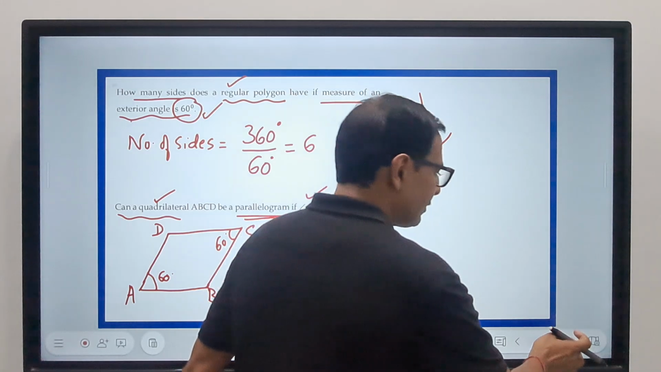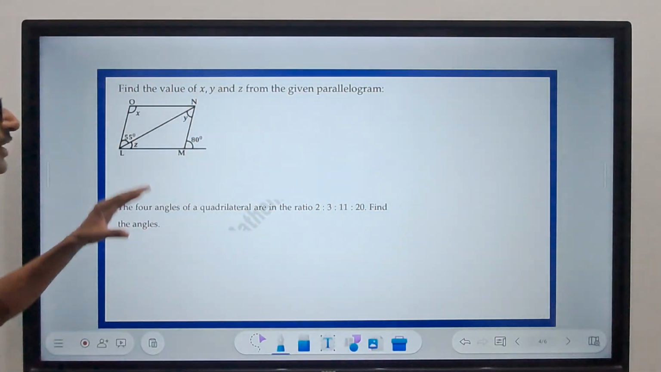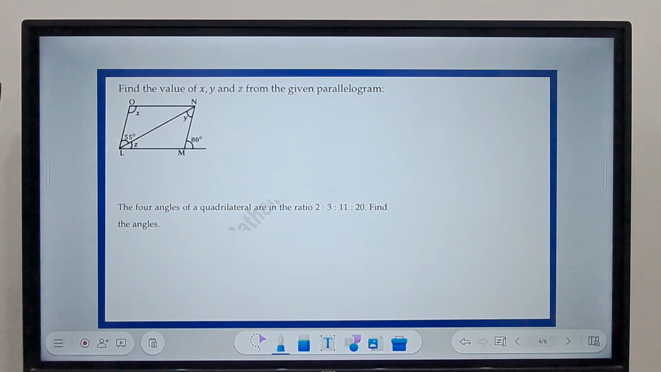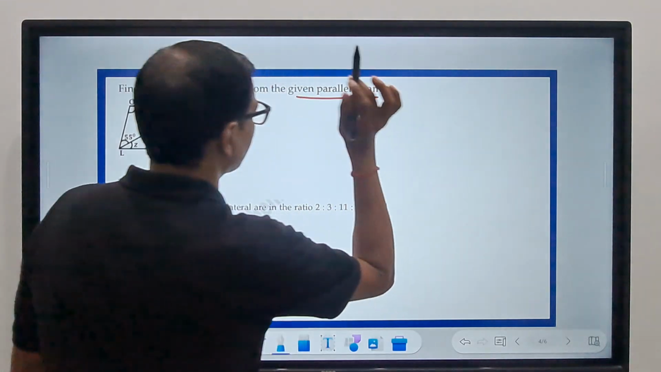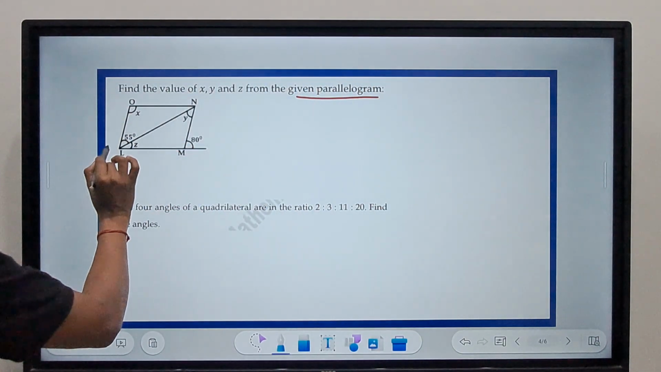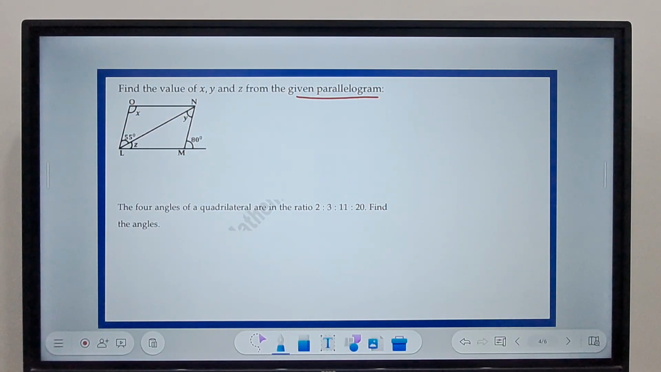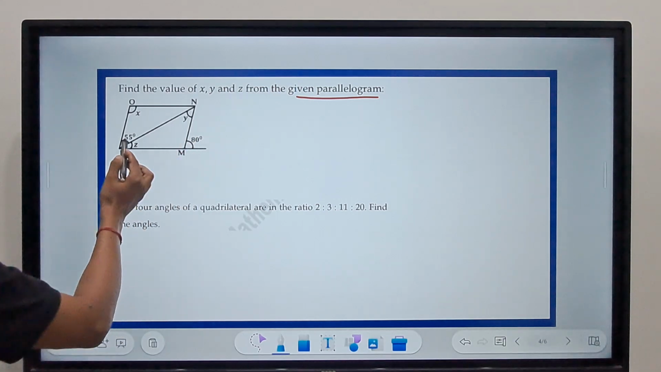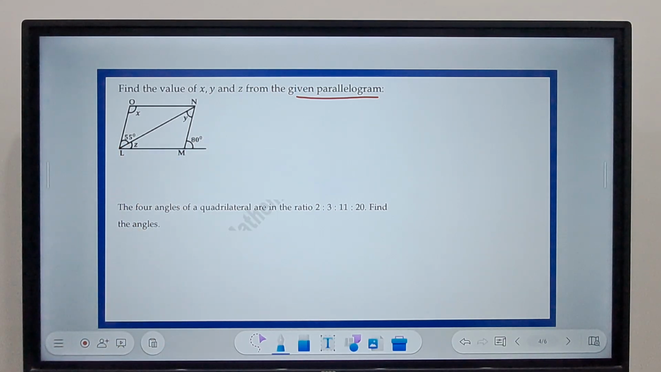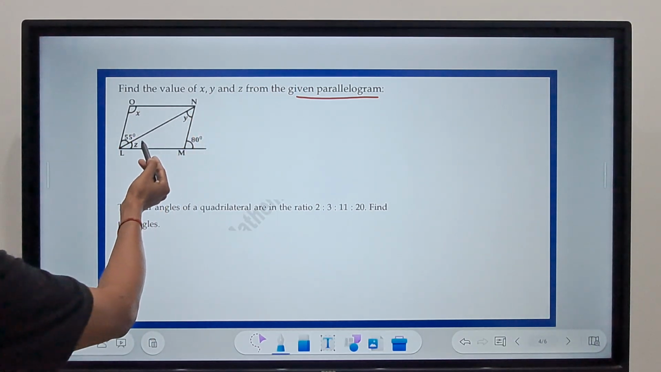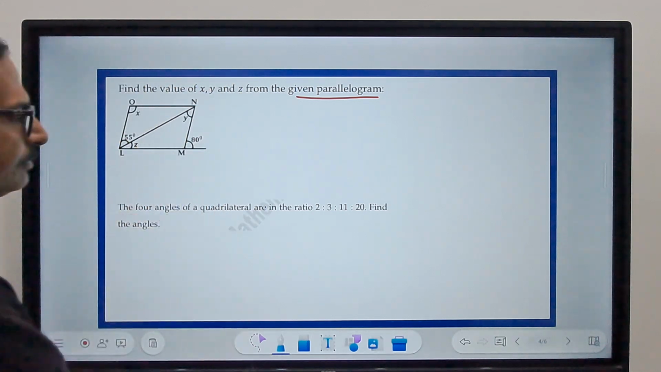Let's move on to some more important questions. Here we have a figure in which we are given that it's a parallelogram LMNO, and there are some angles marked there. This is 80 degree, this is 55 degree, and some unknown angles are marked X, Y and Z, and we need to find all those angles.